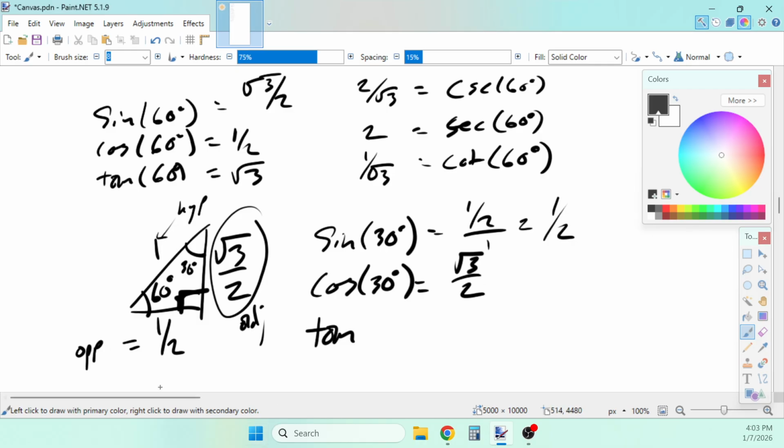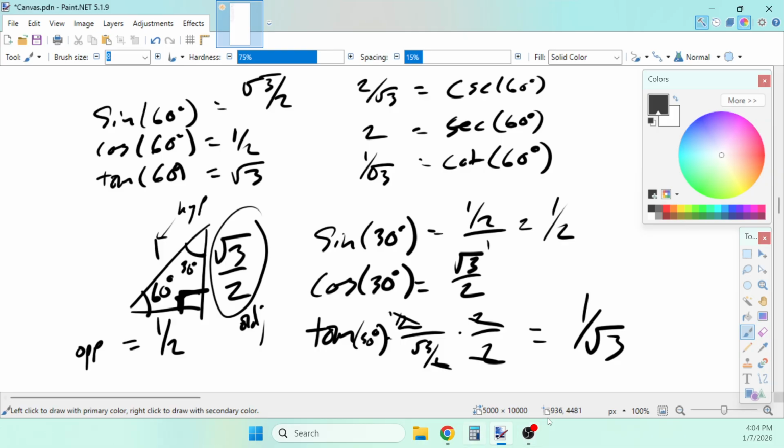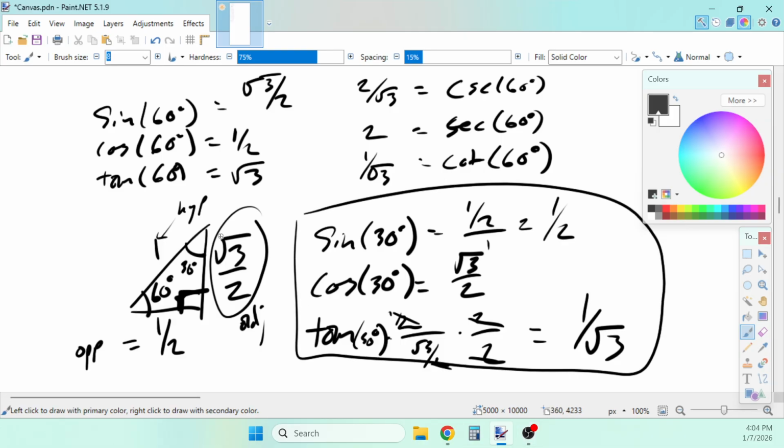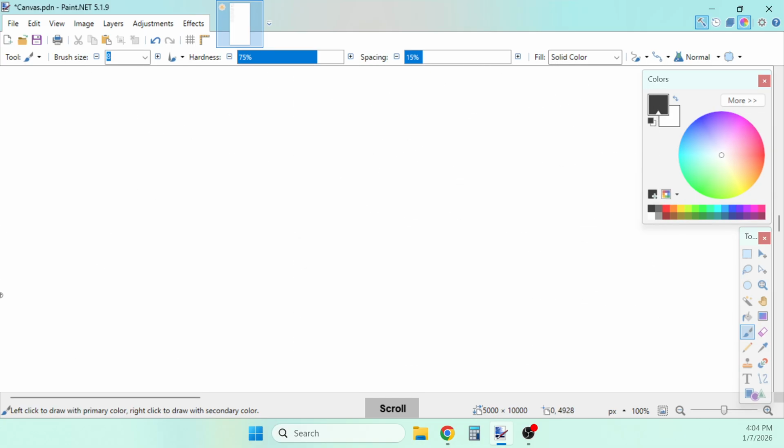And the tangent becomes 1/2 over the square root 3/2. We multiply by 2/2 to cancel the halves. Now we get 1 over square root 3. You take the reciprocal of these to find your secant, cosecant, and cotangent of 30 degrees. They can all be calculated out this way.